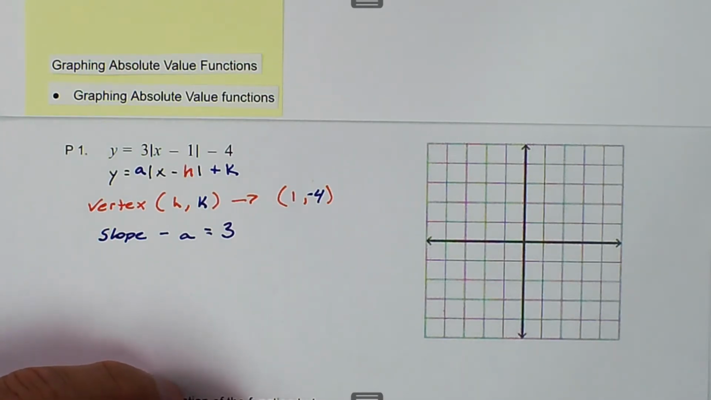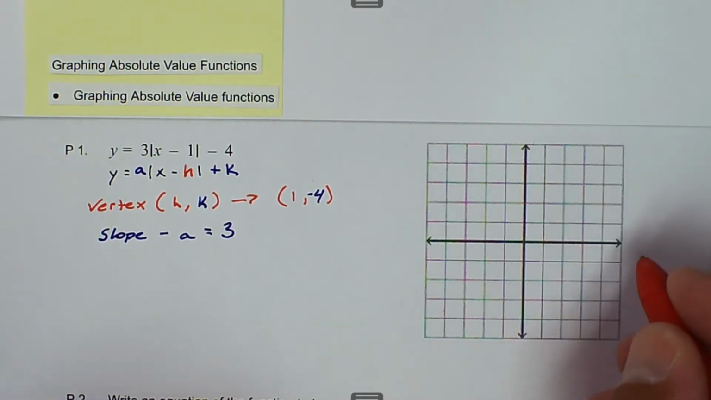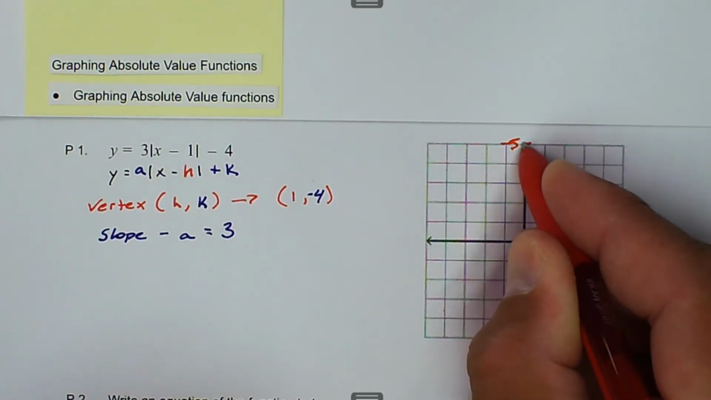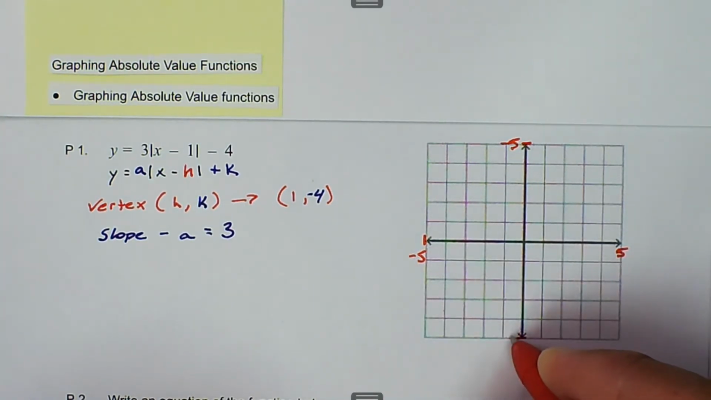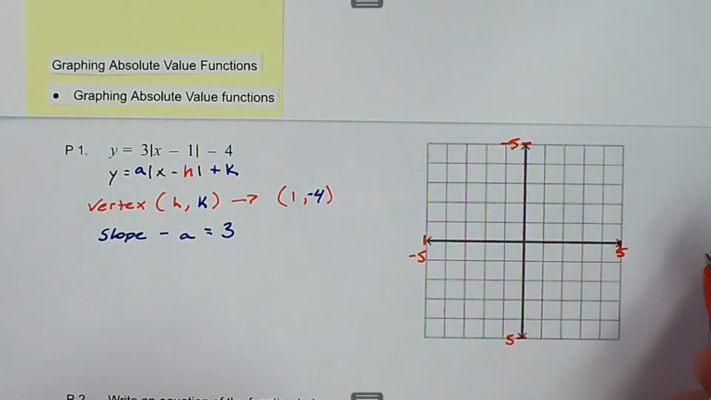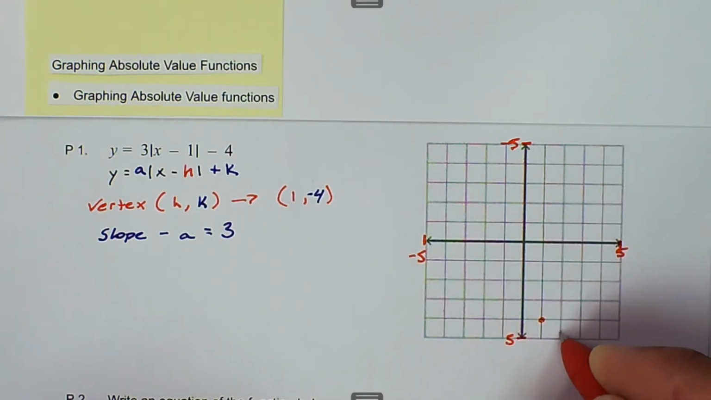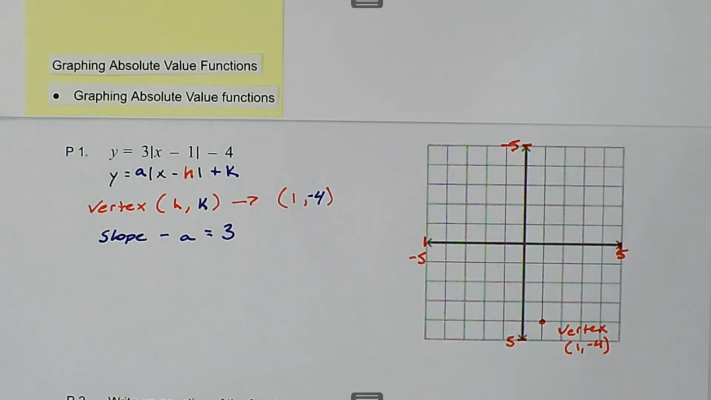So we can start graphing it, and our vertex is going to be at (1, negative 4). So we have to set up our axes here. We want to go to 1, negative 4. So 1, negative 4, that's our vertex. And then the slope of our line is going to be 3.